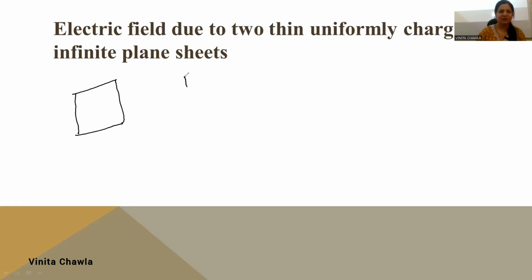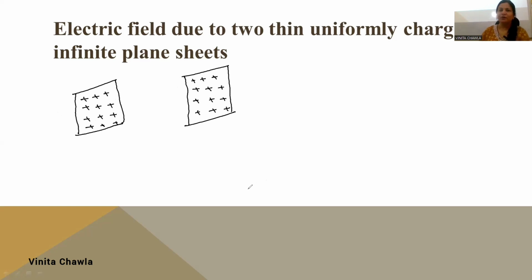This is the first plane sheet and this is the second. Charge is distributed uniformly. These are placed parallel to each other. This derivation is very important. So we have two infinite plane sheets and we have placed these sheets parallel to each other.